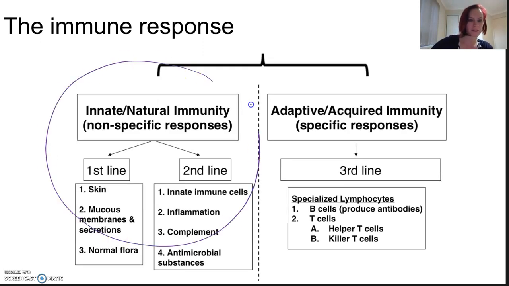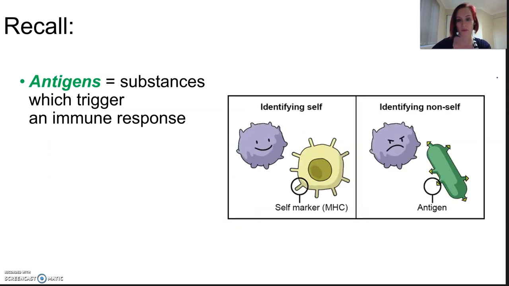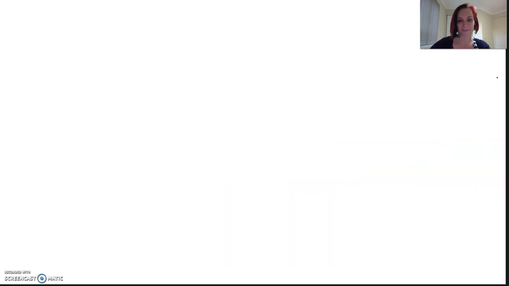We have previously spoken about the innate or natural immunity. We are now talking about the adaptive or acquired immunity. This is a kind of immunity or immune response that is trainable in the body, okay? All right, a reminder, we are going to be talking a lot about antigens, and these are substances which trigger an immune response. They can be triggered by self, but usually not, okay? Pathogens are those molecules or organisms which cause disease.